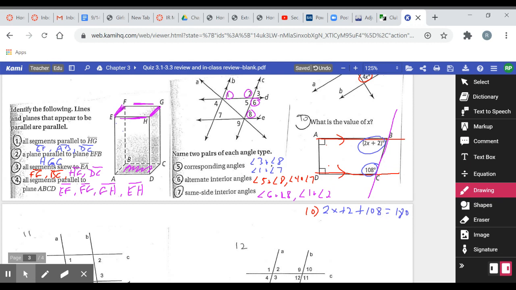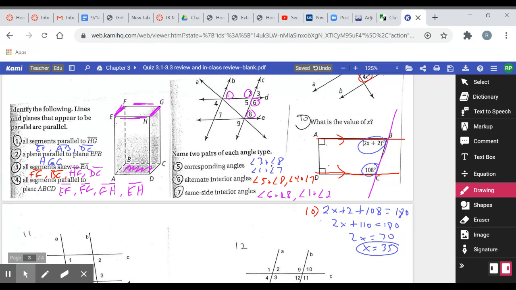Oh, it's supposed to be an 8. There we go. Okay, so if I go ahead and solve for that, I've got 2x plus 110 is equal to 180. So 2x is equal to 70, and therefore x is equal to 35.